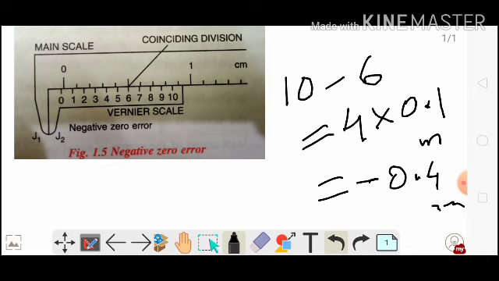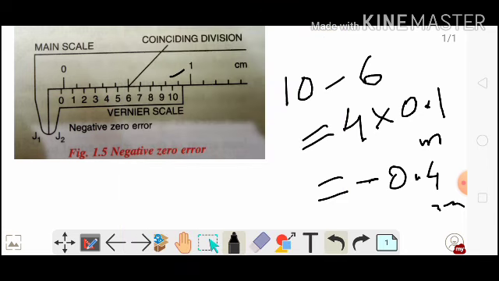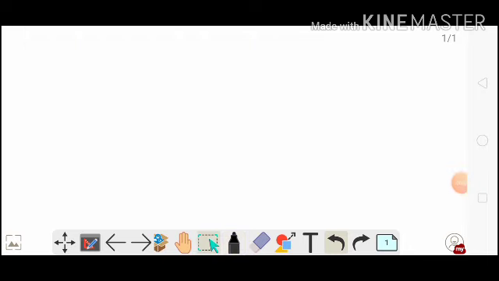Okay, now this is one method, and another method is you can count it from the back side. If you count it from the back side, you'll find that 1, 2, 3 and 4. So the negative zero error is 4. So either you have to subtract the exact value from 10 or just count it from the back. So this is how you find the positive and the negative zero error. And the next question is, how are you going to get the exact value by using this faulty instrument?